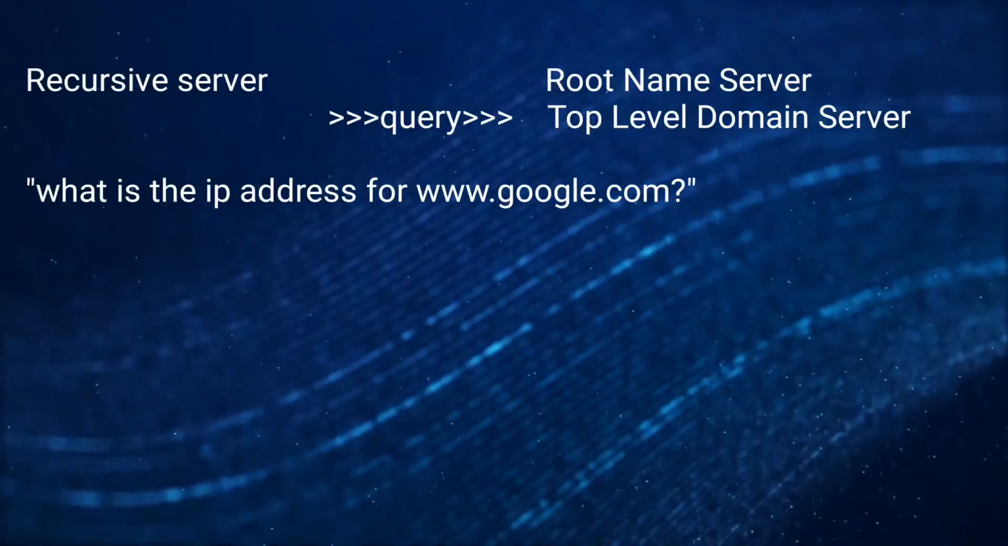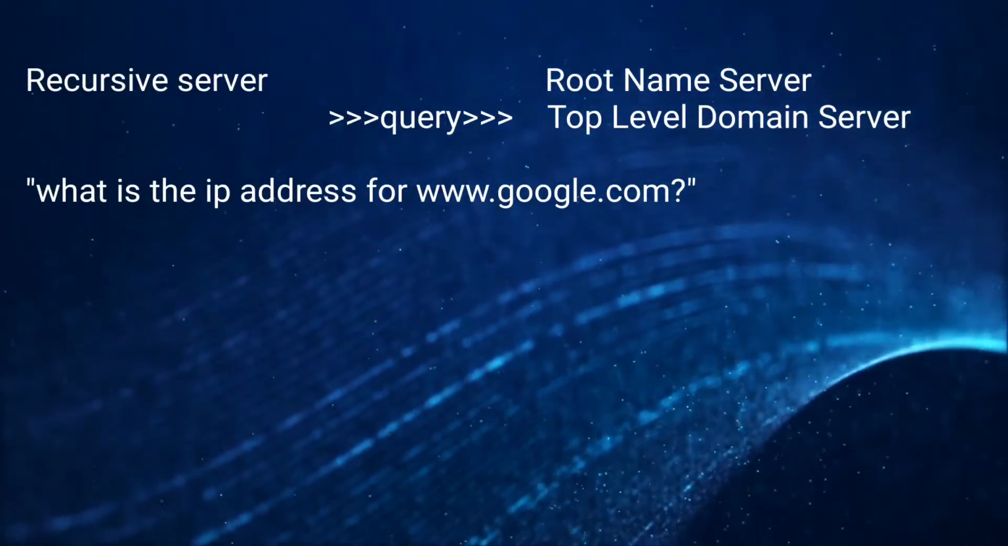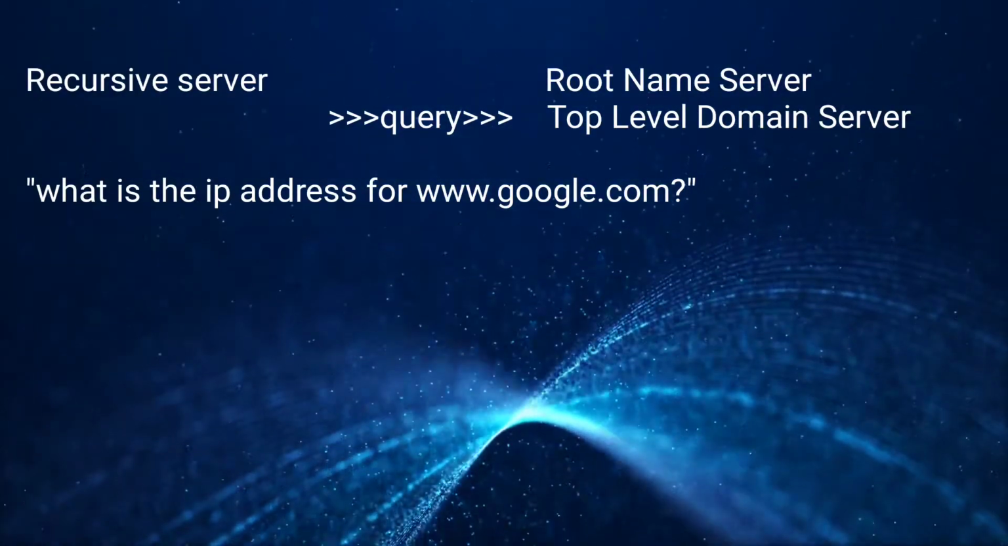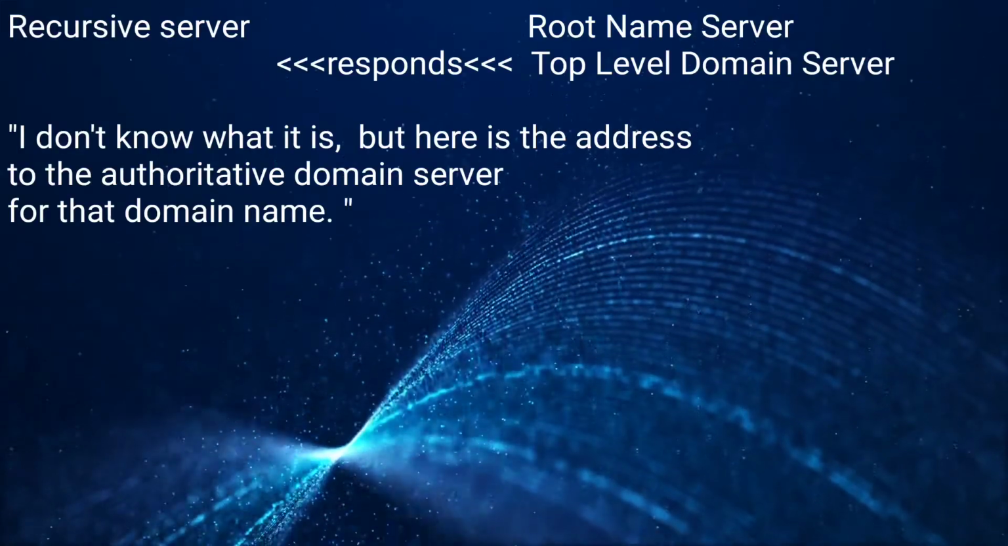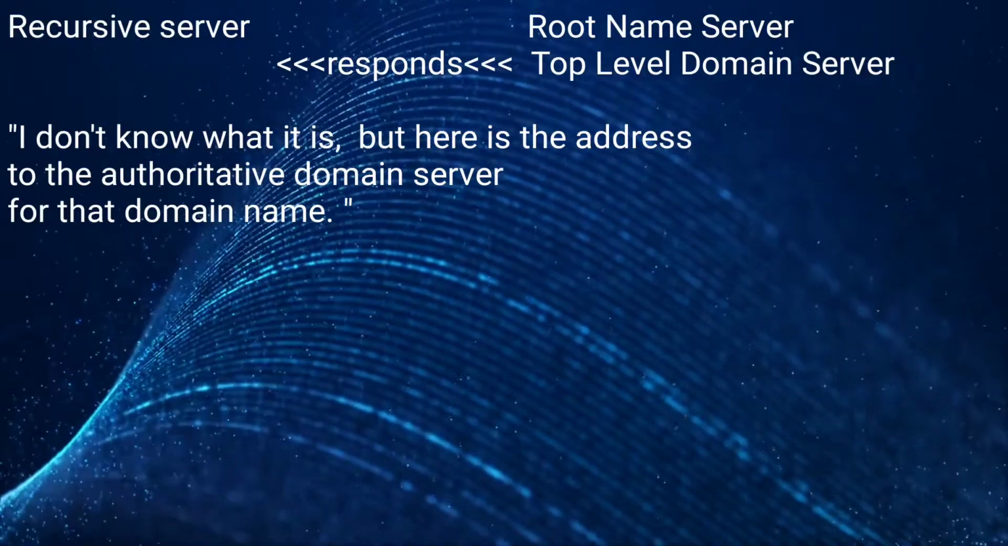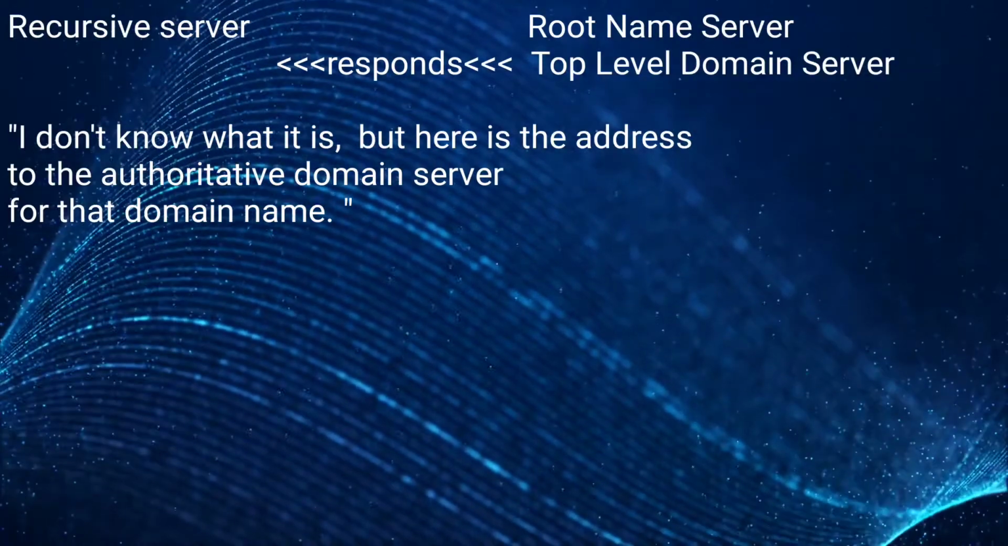So then the recursive server is going to query the top level domain server, and it's going to say, hey, what is the IP address for www.google.com? Now the top level domain server does not know what that IP address is, but it has the address to the authoritative domain server for that domain. So that's what it's going to send back.